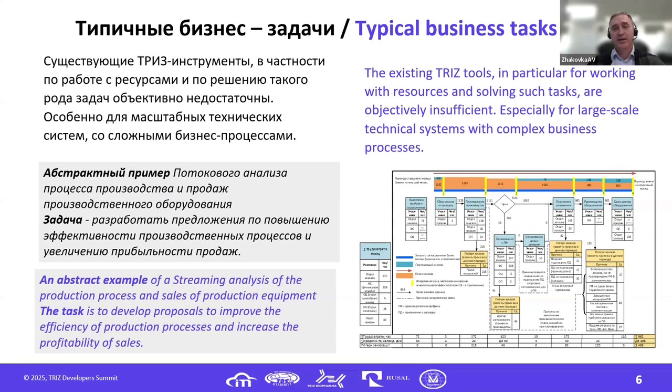There's a picture here. It's an abstract example. It was supposed to develop proposals to improve the efficiency of production processes, increasing the sales profitability, and the process was not formalized.